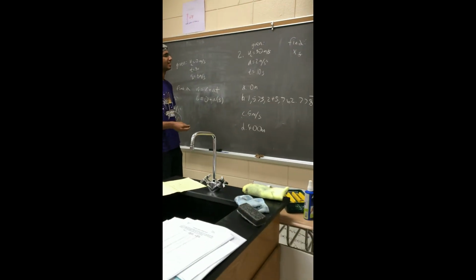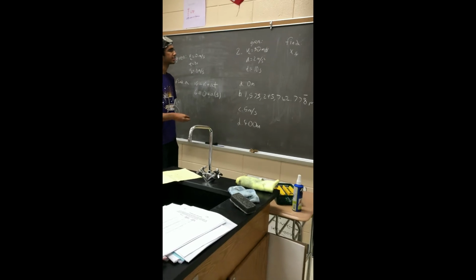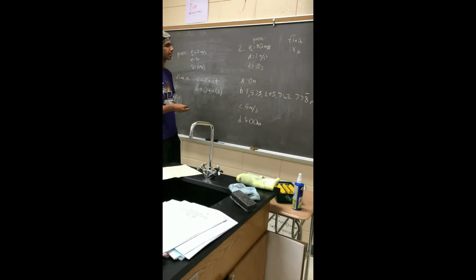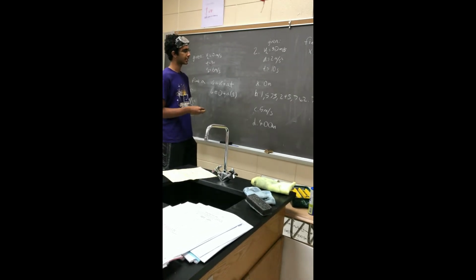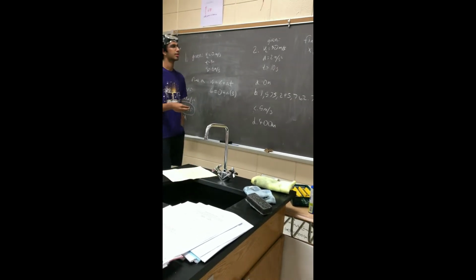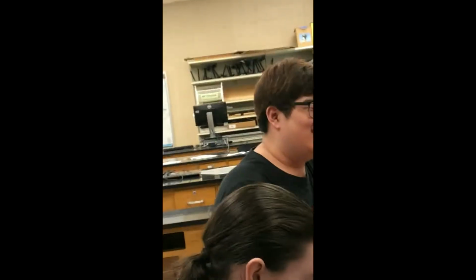Second question, velocity initial equals 30 meters per second, acceleration equals 2 meters per second squared, and time equals 10 seconds. Find the final distance. The bell rings. Saved by the bell.